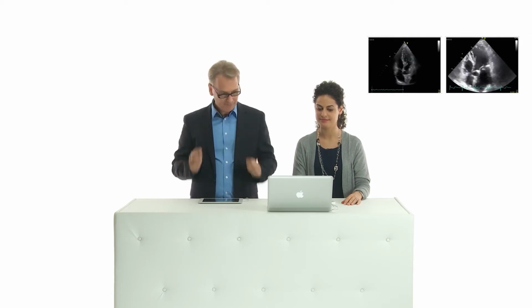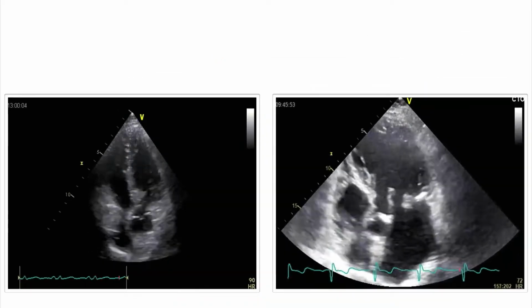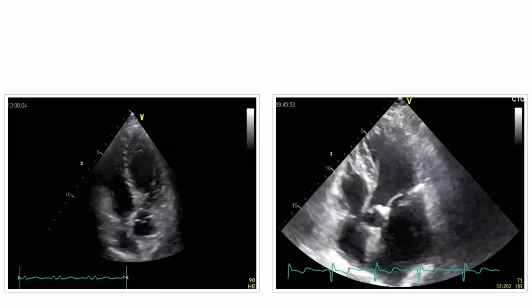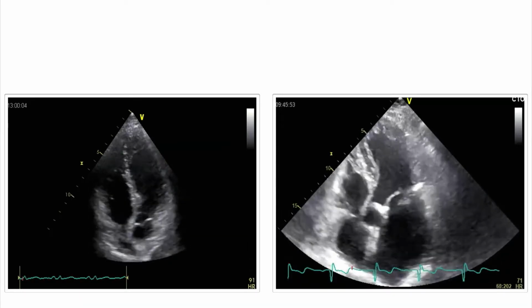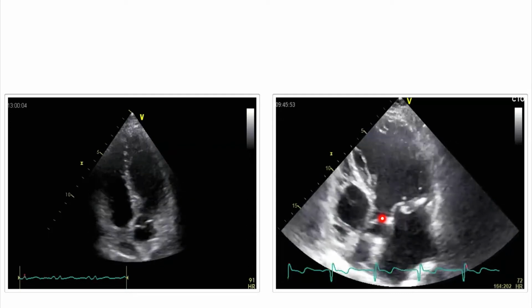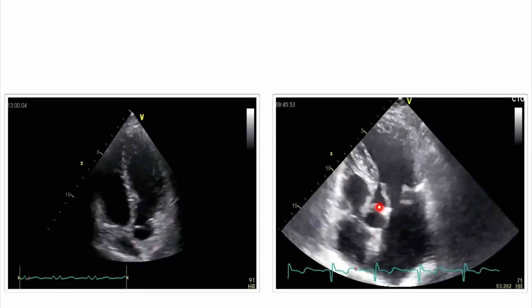Let's see some examples. Here on the left, we have a normal 5-chamber view. We see the aorta right here in our field of view. And here on the right is definitely a pathology. On the aortic valve, you see that it's calcified, I guess. Many of you probably recognize the pathology already.